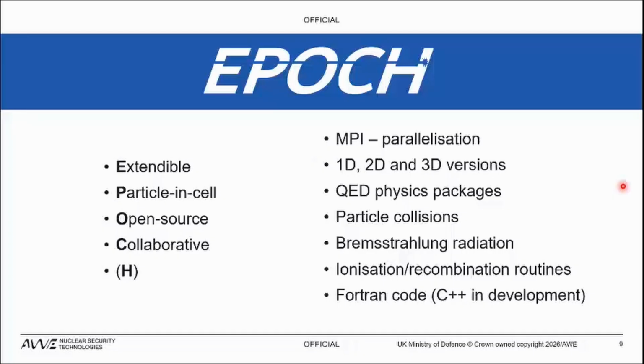It has 1D, 2D, and 3D versions, and has a whole breadth of physics packages, so it has quantum electrodynamics, radiation and pair production, collisions, Bremsstrahlung, ionization, and recombination. And it's all written in Fortran, which is a high-performance language, although it is a bit out of date, so there is a C++ version which is in development as well.